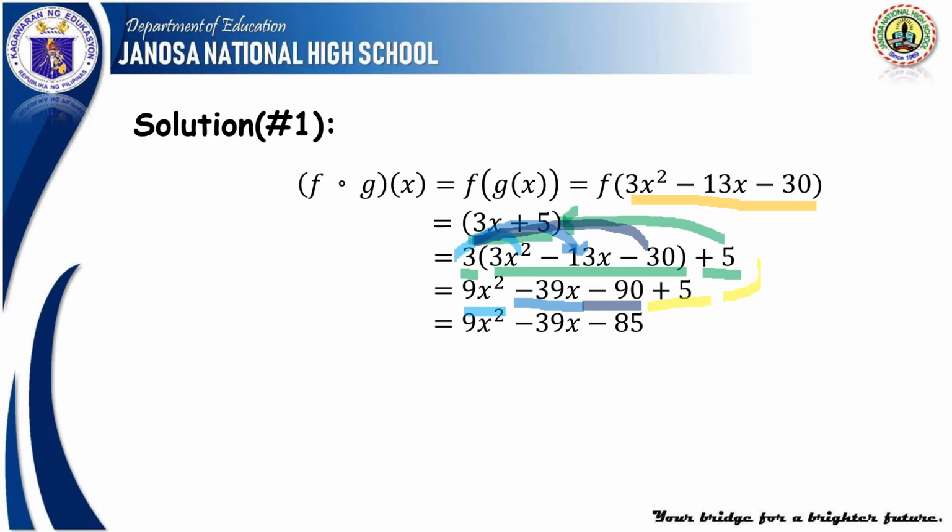Now we need to combine like terms to simplify the given. So first, we will have 9x squared. Since there are no other terms having the same exponent, we just copy 9x squared. Same with negative 39x, so copy, then followed by negative 90 plus 5, which is equal to negative 85. So our final answer will be 9x squared minus 39x minus 85.